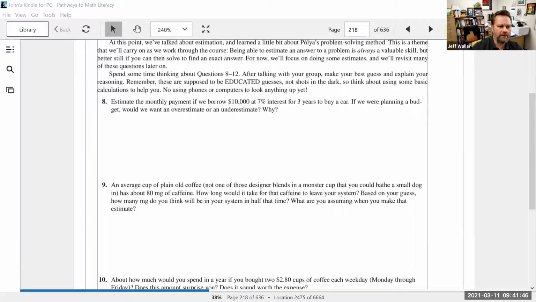We've done this kind of problem before. We've looked at visual estimation. That's what we were just doing, visual estimation. Now this is numerical estimation. If we borrow $10,000 at 7% interest for 3 years, would we want an overestimate or an underestimate as far as what our monthly payment's going to be?